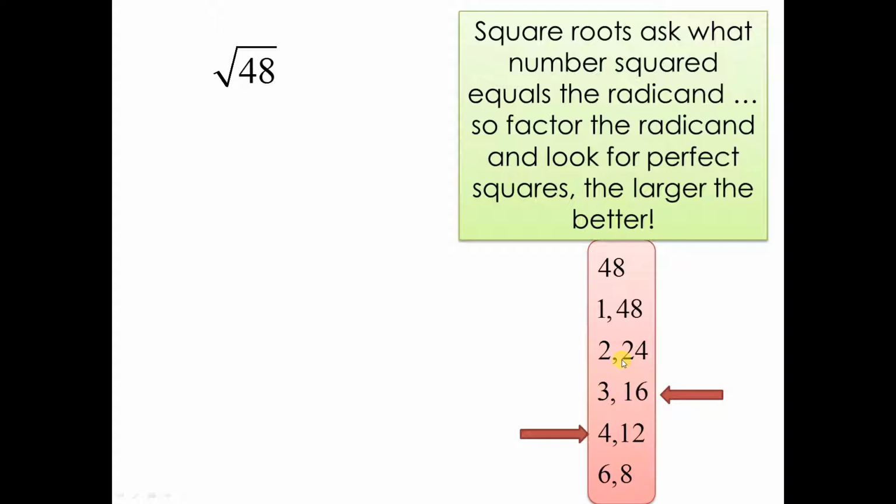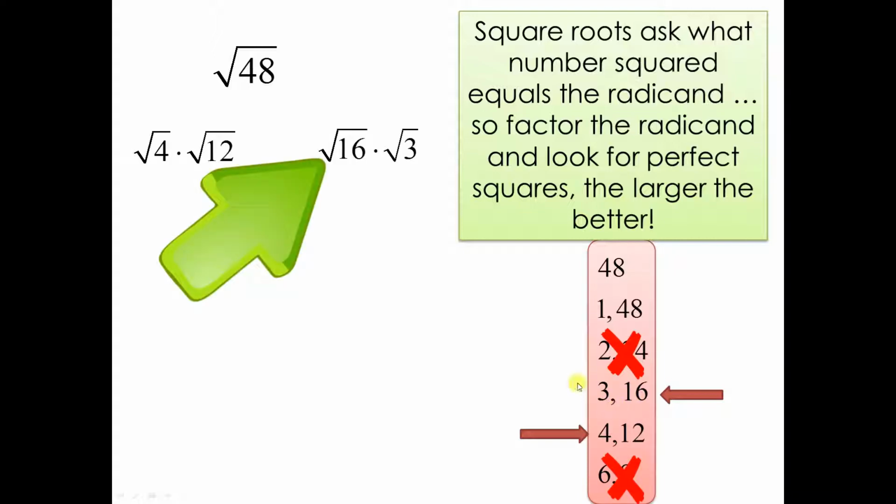Now we can get the right answer from using the factors 2 and 24 or 6 and 8, but we don't really want to. It's going to be much more complicated. You're probably going to fumble around with the simplification of 24 or 6 and 8 and just mess it up. So give yourself a moment and find the biggest perfect square. 4 and 12, it does work. So does 16 and 3, but this one's better because 16 is larger.